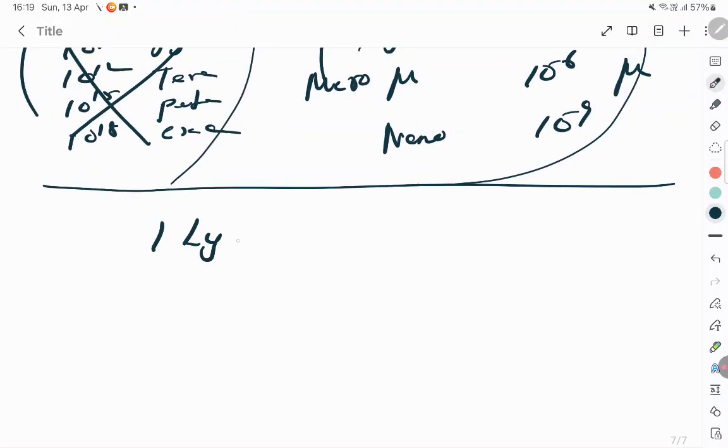1 light year is the distance traveled by light in 1 year. You know, 3 into 10 to the power 8 meters in 1 second. How much is the distance traveled by it in 1 year? 1 year has got how many seconds? 365 into 24 into 60 into 60.